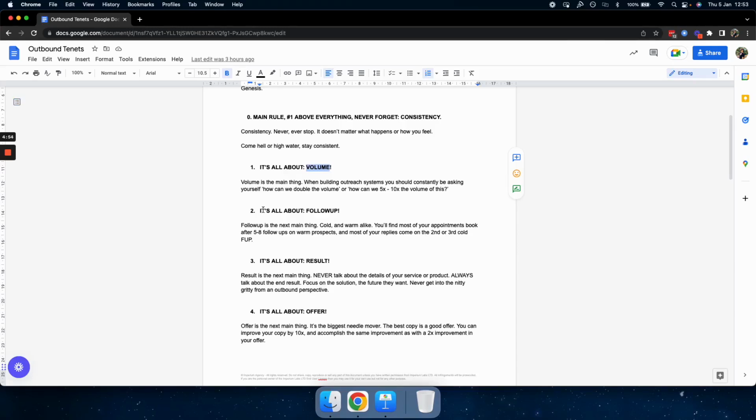But anyway, second point is it's all about follow-up. So follow-up is the next main thing, cold and warm alike. You'll find that most of your appointments book after 5 to 8 follow-ups on warm prospects, and most of your replies come on the second or third follow-up. So it's rarely the case that people book as soon as you contact them. It's going to take a lot of following up.